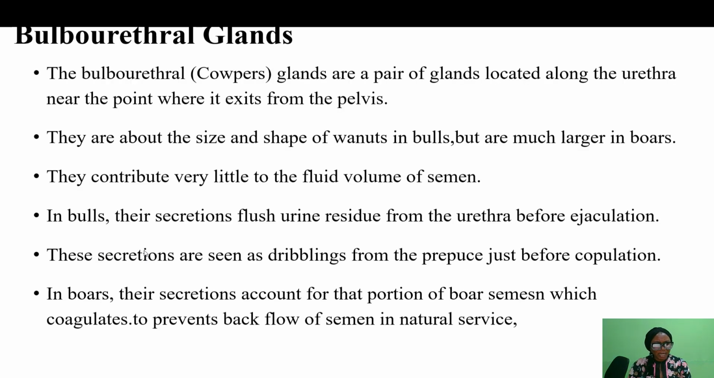Now, the bulbourethral gland. They act as a pair of glands which is located along the urethra as well. They are about the size of walnuts in bulls and much larger in the boar. The boar has a more pronounced bulbourethral gland. And this bulbourethral gland in the boar comes in the form of coagulation.